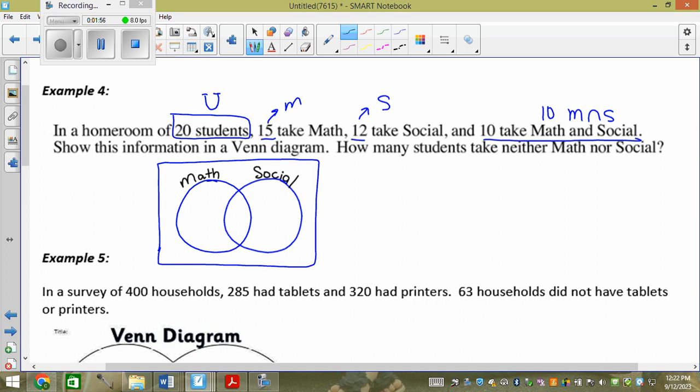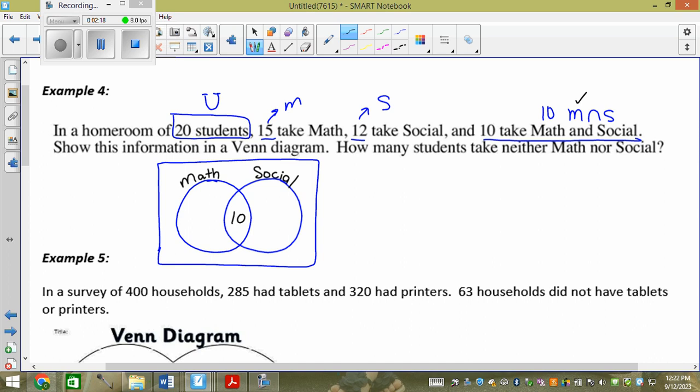So how many are in both? 10. So that's where we start. There are 10 people in both. We have to start there because even though they're in both, they're still in math, right? And even though they're in both, they're still in social. So they're part of the social count, and they're part of the math count. They just happen to be in both. Okay? So we're done this one.